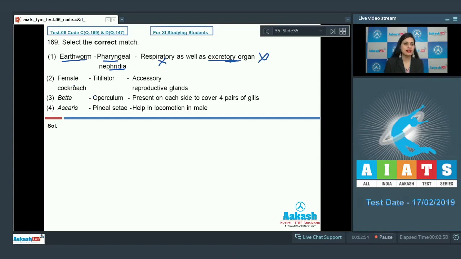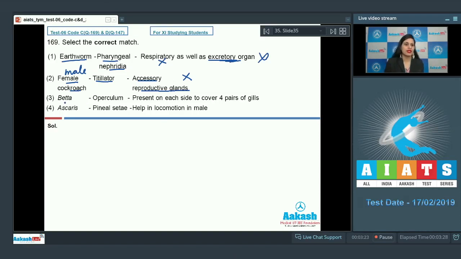The next match given is female cockroach, titillator, and accessory reproductive glands. As it is an incorrect match, this cannot be the correct answer, because titillator is a structure which is present only in male cockroach and not in female cockroach, and it helps in copulation.